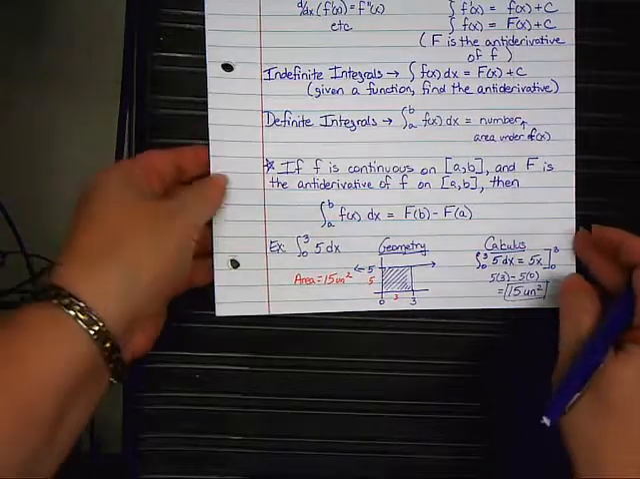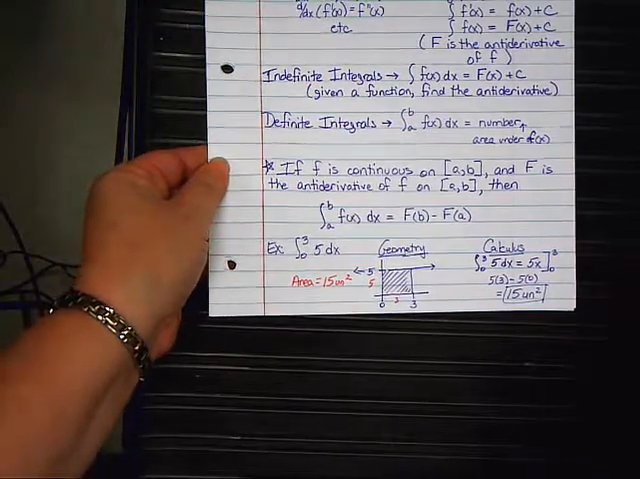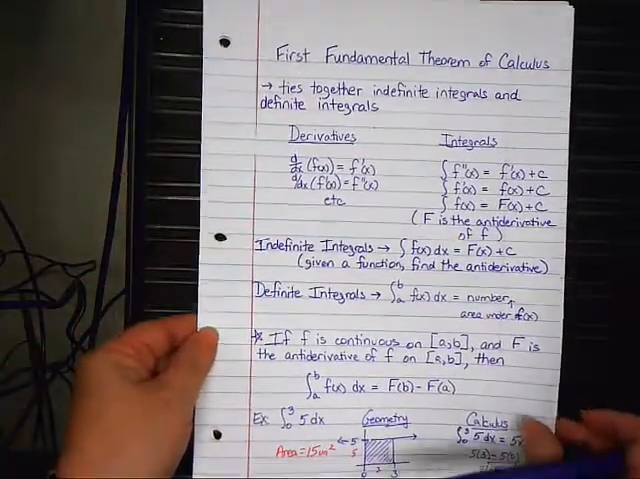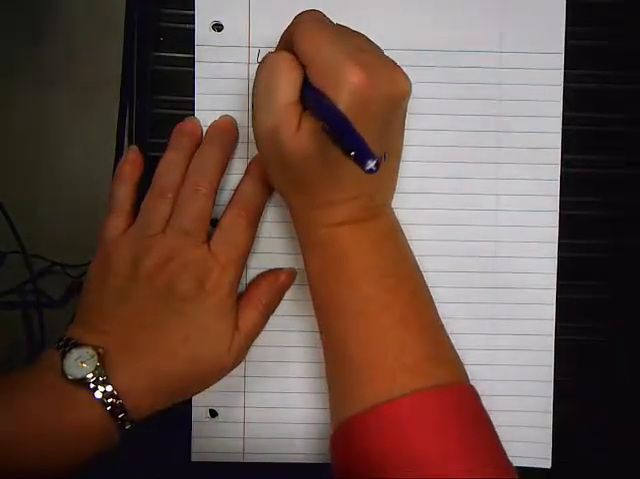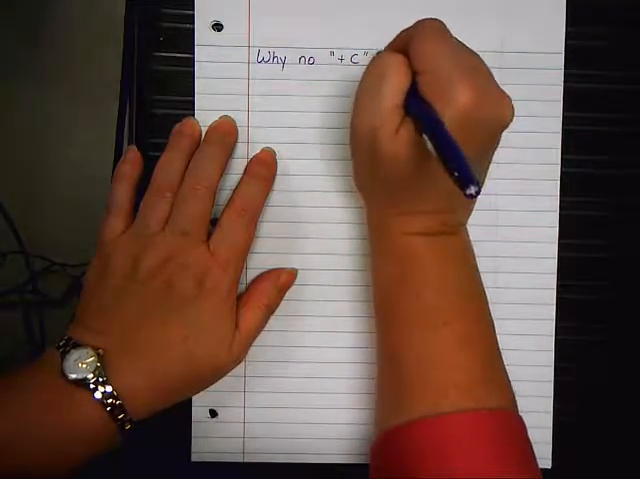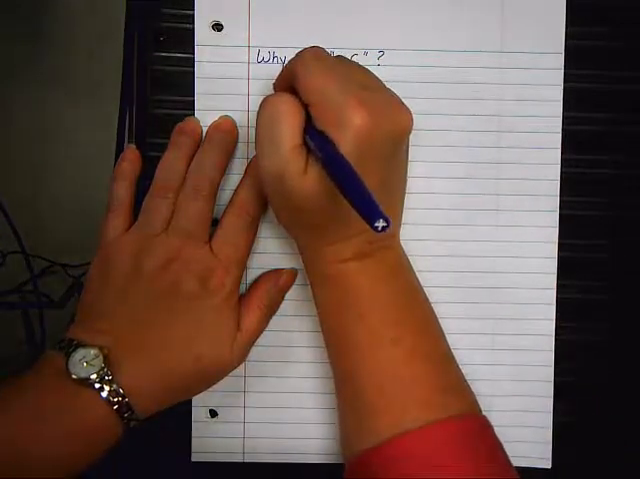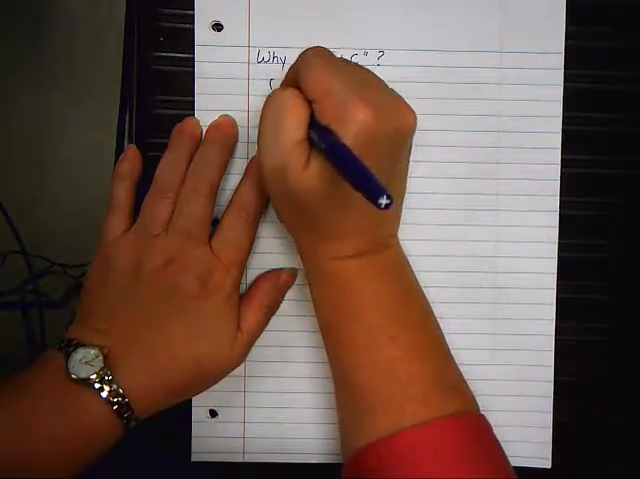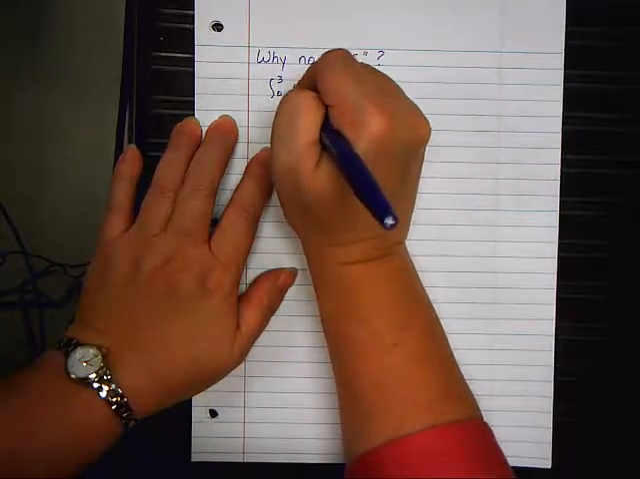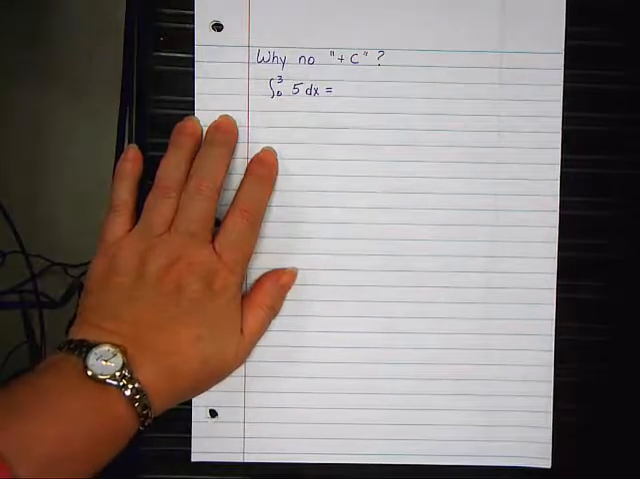All right. I'm going to go to the next piece of paper, and I'm going to talk about why we don't write C down. All right. Why do we not do plus C? Why no, quote, plus C, end quote, question mark? Okay. I'm going to do the exact same problem, and I'm going to go ahead and put the C in there. But I'm going to show you that you really don't need it. We're just saving ourselves some writing when we don't put the plus c.